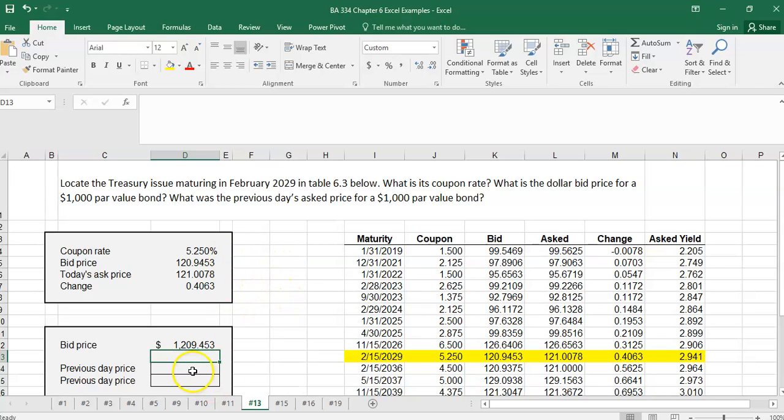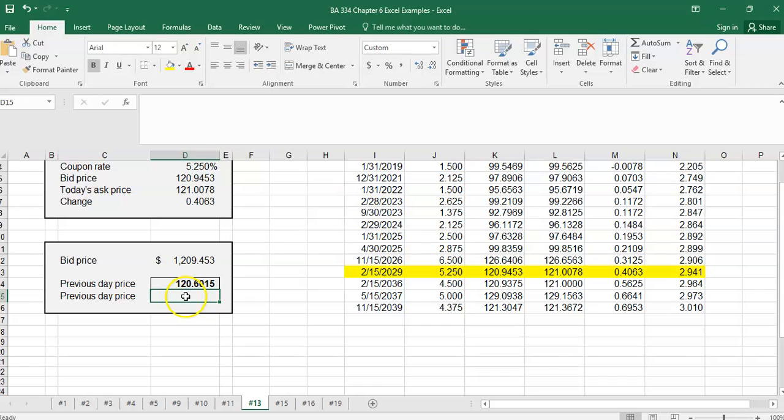And then we want to know what the previous day price is. Well, that is today's ask price minus the change. And then in dollar amounts, we take that number times 10. So today, the bid price is $1,209, and yesterday it was $1,206.